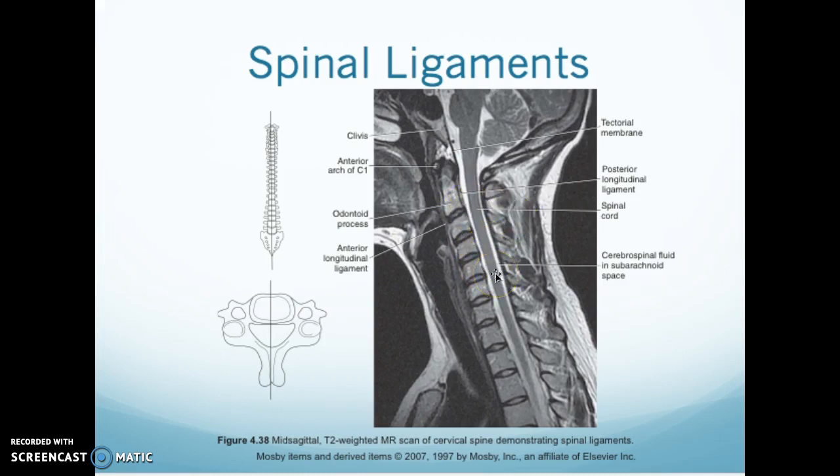It's never going to light up with fluid. The CSF will, but your cord will not. So the bright is your CSF. You have your anterior longitudinal ligament. You can see it runs right along the anterior portion of the vertebral bodies, and you have your odontoid coming up, and you see that little line. That's where your C1, C2 come together.